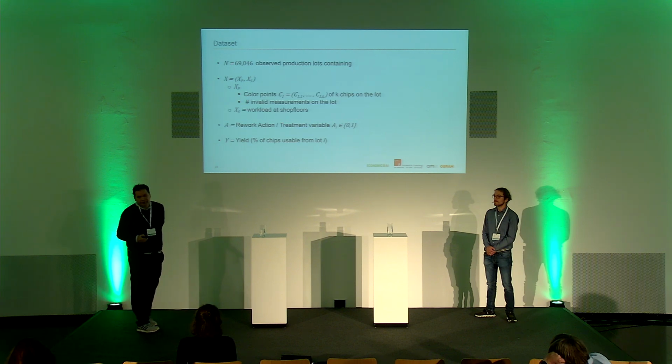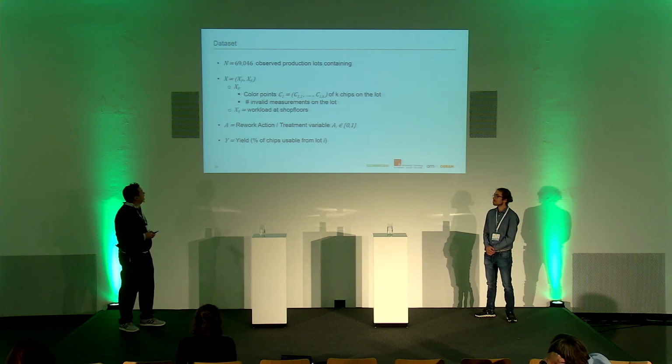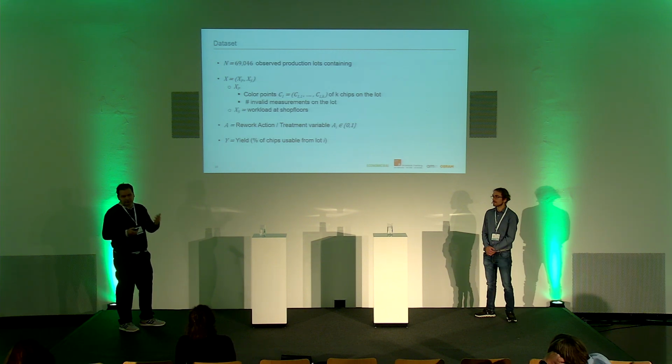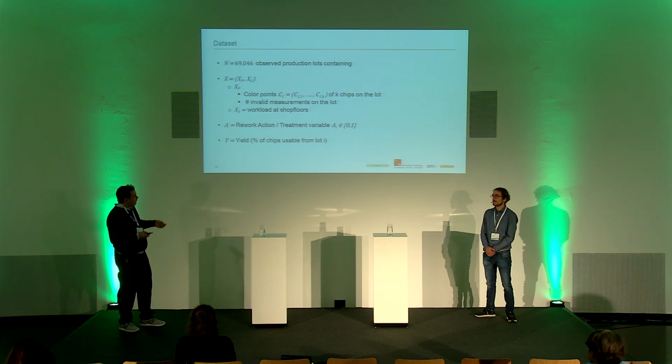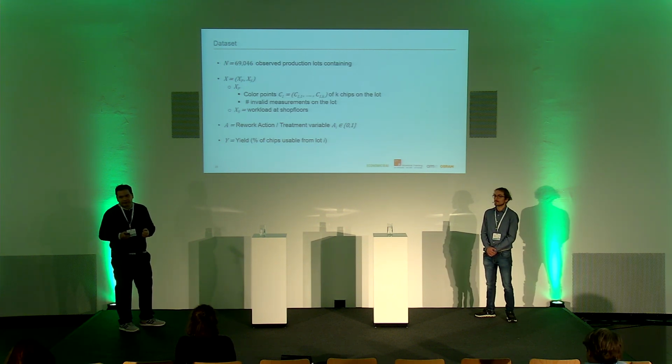We have data, approximately 70,000 production lots from the past. We know background information, what was the workload. We know information about measurements of the chips. We know which action has been taken by the operator and what was the yield. And this is the data we use, and now we use double machine learning to infer from this data what is the effect of rework and how to improve this.